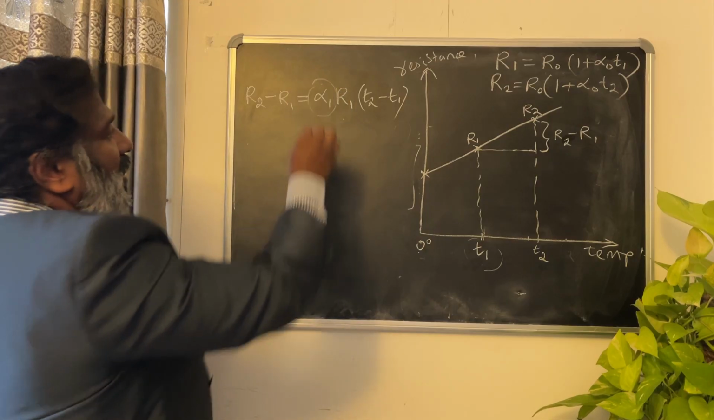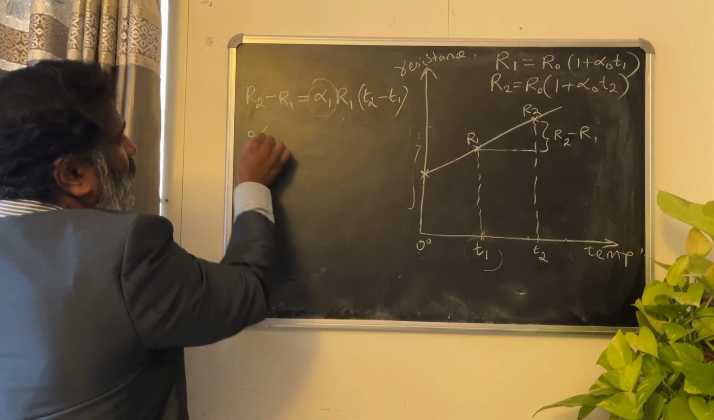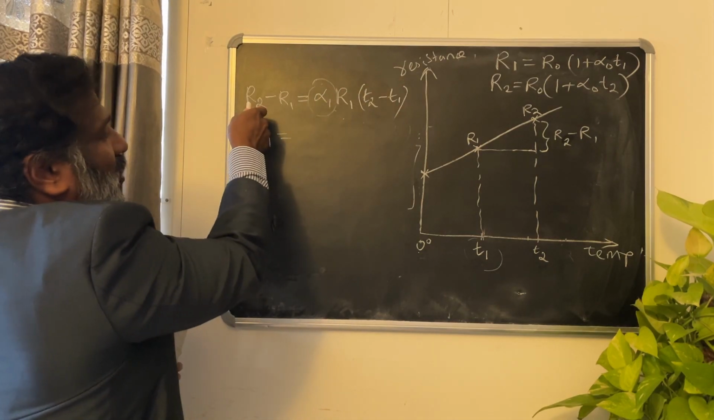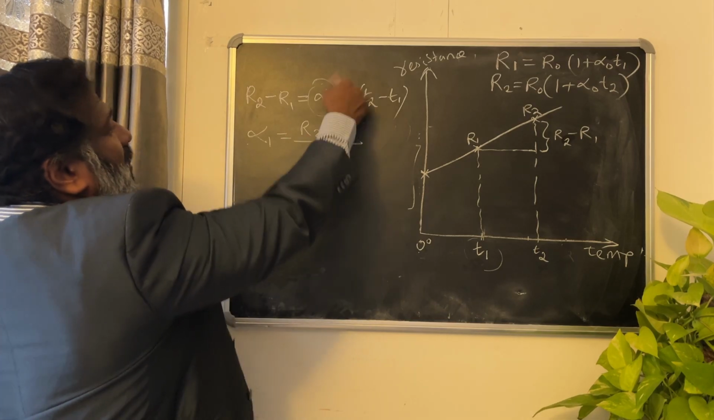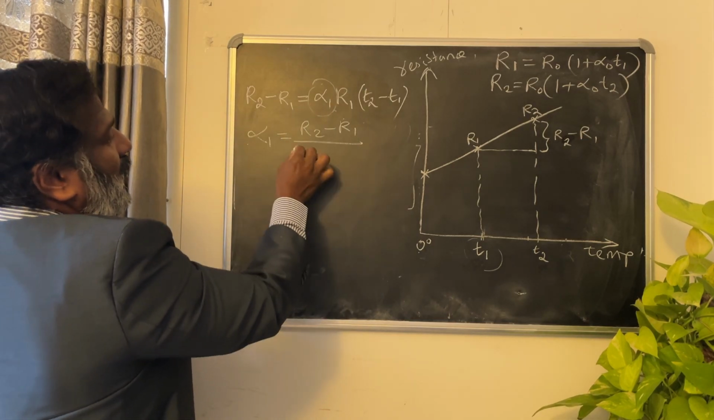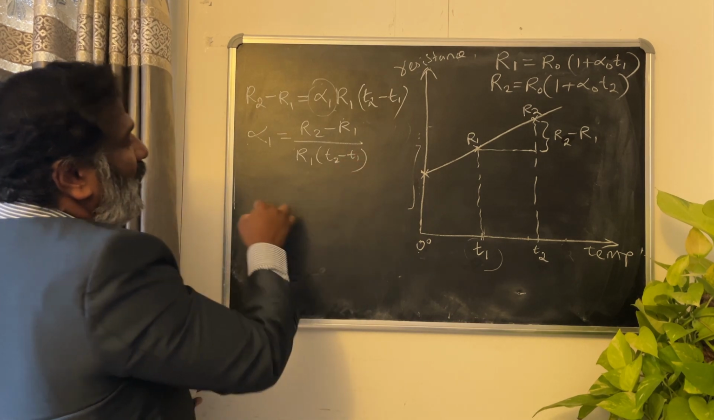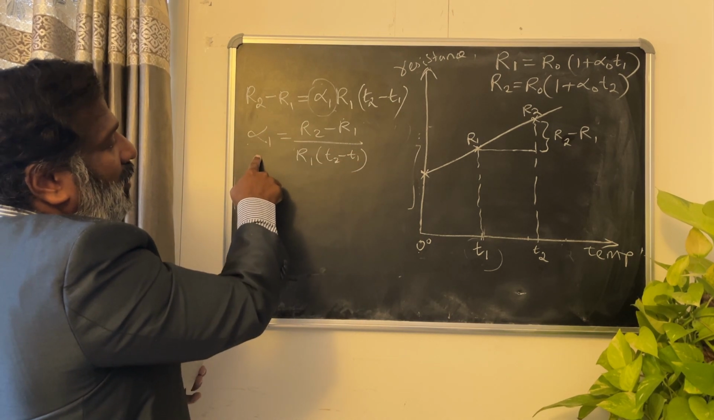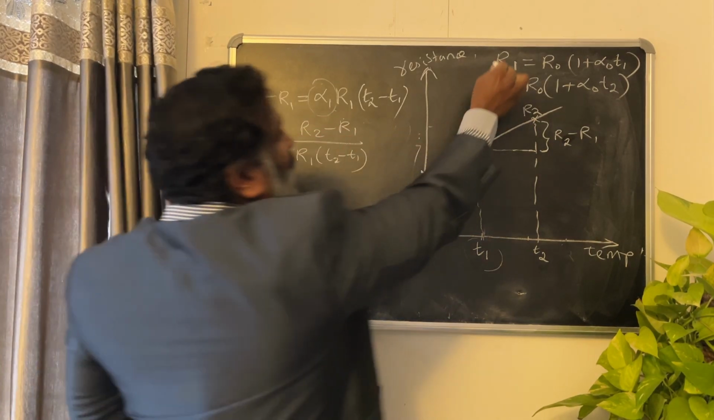This is what we need. We need it in terms of alpha 0. So from here, write alpha 1. Alpha 1 equal to, the entire thing goes to denominator of this one. So R2 minus R1 divided by, this goes to denominator, so R1 into T2 minus T1. We know only alpha 0. Alpha 1 is needed. So R1 and R2, substitute in terms of alpha 0. We have equations.